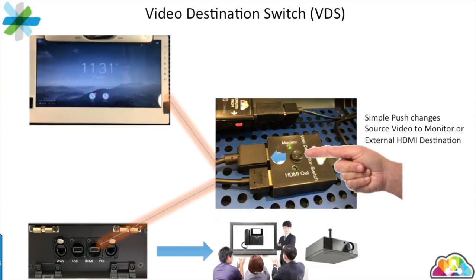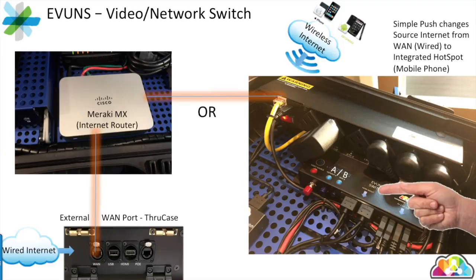Walking through that, if I push the button once, you can see the source went to the monitor, and if I push it again, I'm now directing the output of the SX10 and the compute module to the HDMI interface.